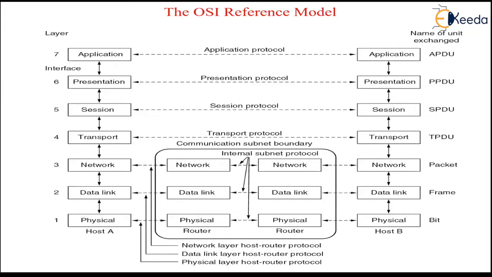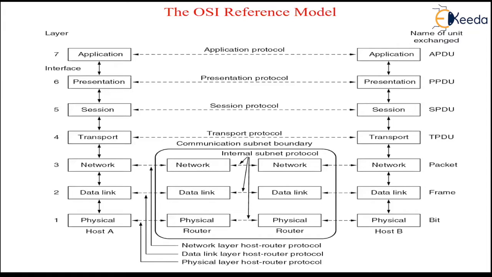Next function is error control. The data link layer adds reliability to the physical layer by adding mechanisms to detect and retransmit damaged or lost frames. It also uses mechanisms to recognize duplicate frames. Error control is normally achieved through a trailer added to the end of the frame.